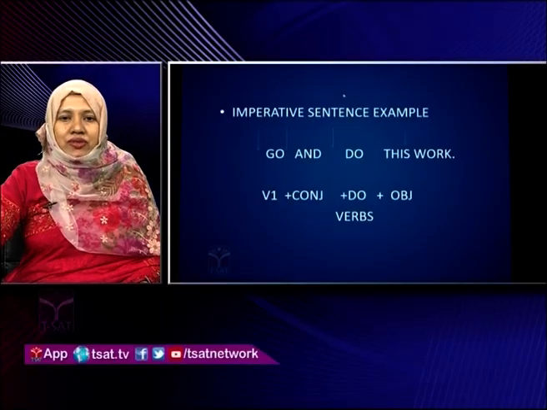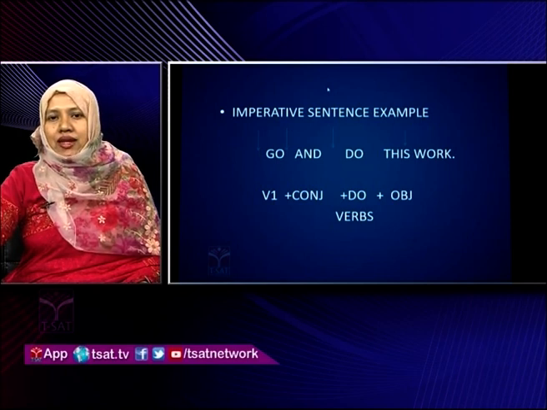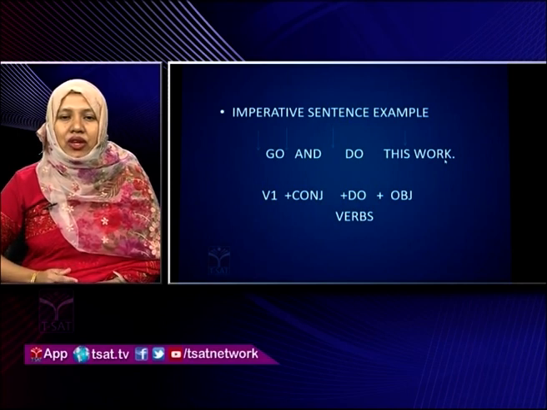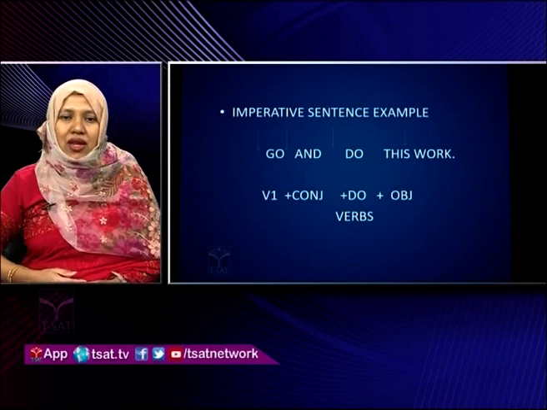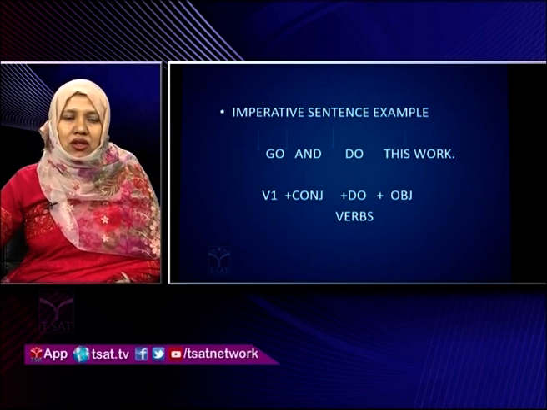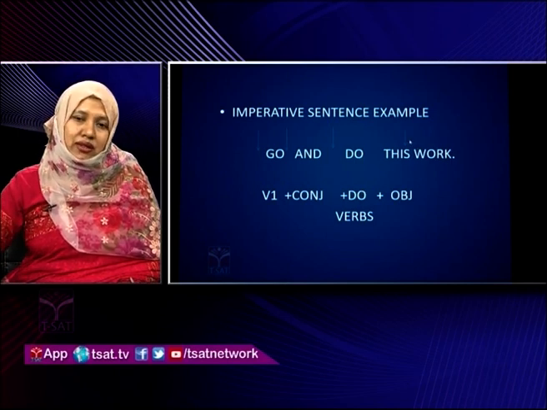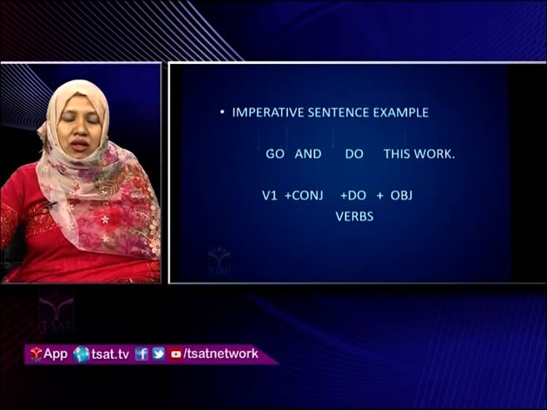There is an imperative sentence. Let us take the example of an imperative sentence. Look at this sentence. Go and do this work. Now, in this sentence, we are giving a command. It is a command. It is an imperative sentence. So go is an action word, and is a conjunction, do is the helping verb here, this work is an object. So sometimes commands can start with a direct verb.